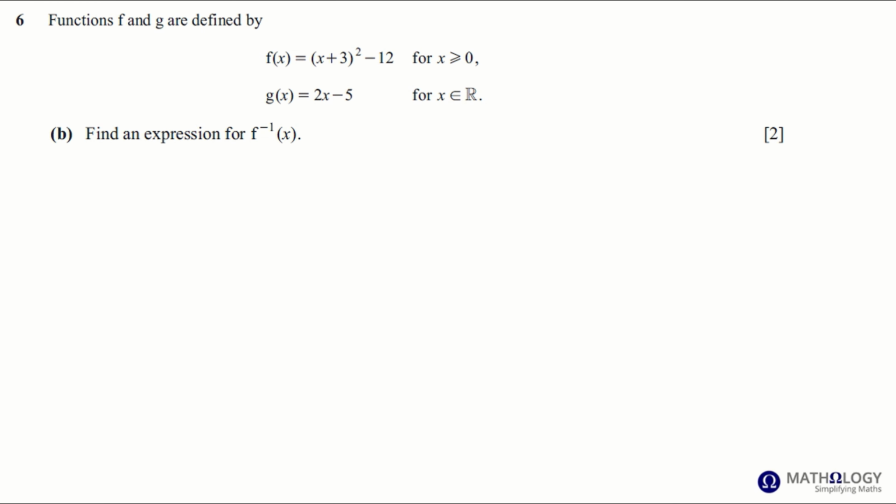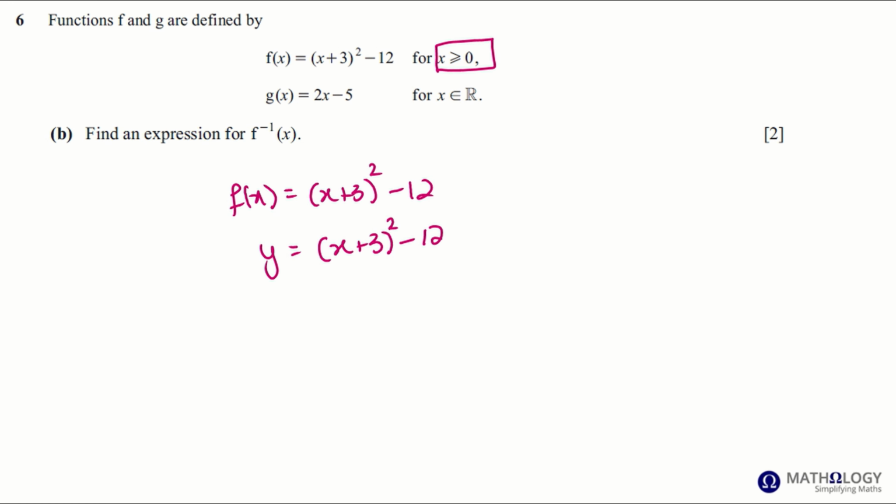Find an expression for the inverse of f. So f of x equals (x plus 3) all squared minus 12. Now, when you're looking for the inverse of a function, remember that the inverse only exists if the function f is one to one. This function f is one to one, as we saw in the graph, because the domain was restricted. Because of the existence of that one to one function, the inverse of f will exist.